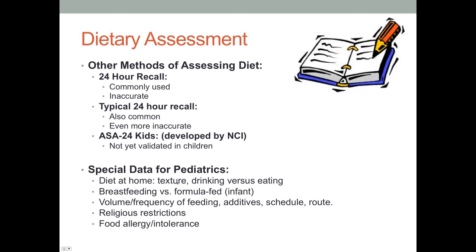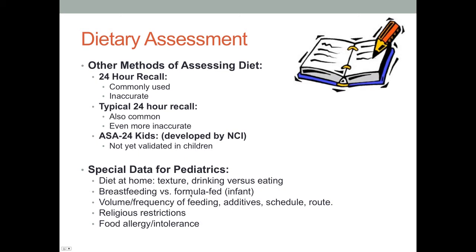especially in young children, you may want to ask not just about what they're eating, but textures of foods that they accept, if they're more a drinker than an eater, whether they're breast or formula feeding, how much and how frequently they're taking a feeding, if there are any additives.